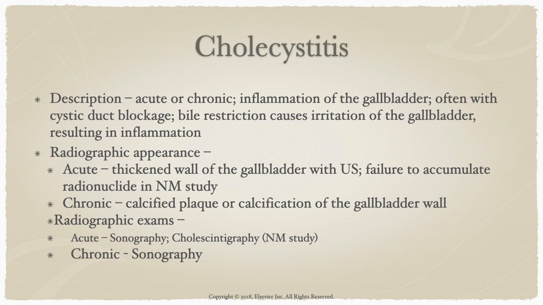Cholecystitis. Acute or chronic inflammation of the gallbladder, often with cystic duct blockage. Bile restriction causes irritation in the gallbladder, resulting in inflammation. If it's acute, you'll have a thickened wall of the gallbladder with ultrasound, failure to accumulate nuclide in a nuke med study. If it's chronic, you're going to have calcified plaque or calcification in the gallbladder wall. Again, ultrasound or nuke med study are going to be your modalities of choice for an acute, only an ultrasound for chronic.